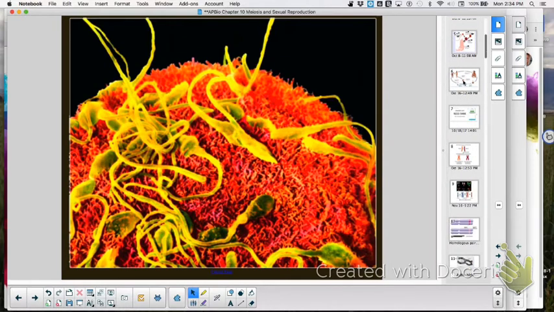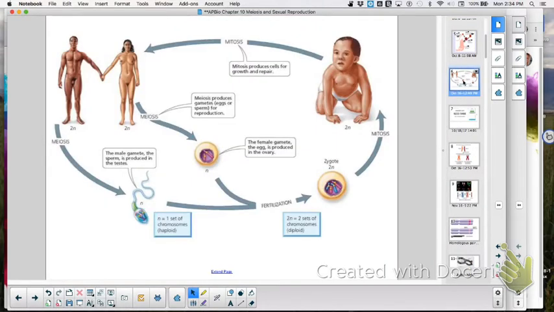Okay. Do we do alternation of generations? No. Who does alternation of generations? Plants. What are the two generations? Sporophyte and the gametophyte. Gametophytes always make gametes. Sporophytes always make spores. Gametophytes always make gametes. Sporophytes always make spores. Right?